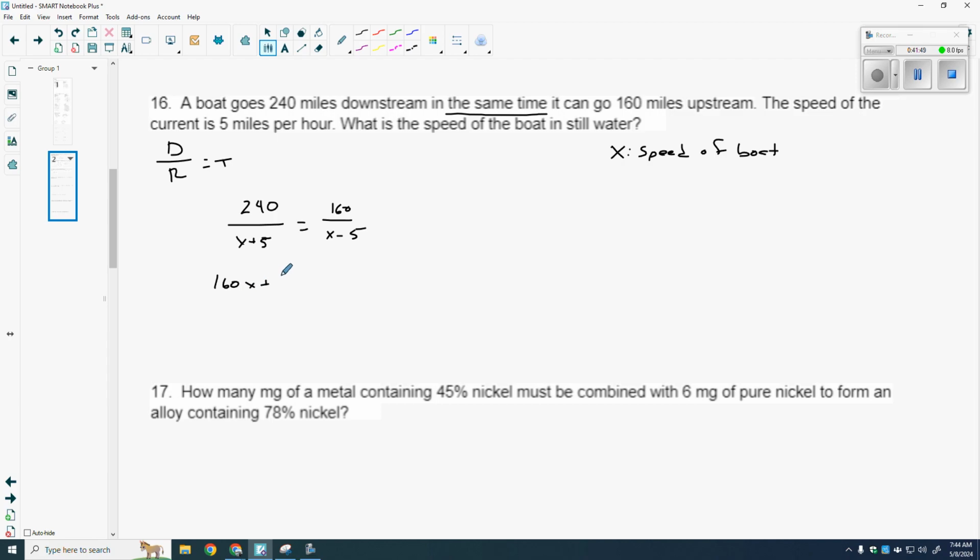160x plus 800 equals 240x minus 1200. How about we go this way? Add 1200, I get 2000. Subtract, I get 80. There was an x hooked to that. I get 80x. Divide, and I get x equals 25. What am I looking for? Speed of the boat. What is x? Speed of the boat. Answer, 25 miles per hour.